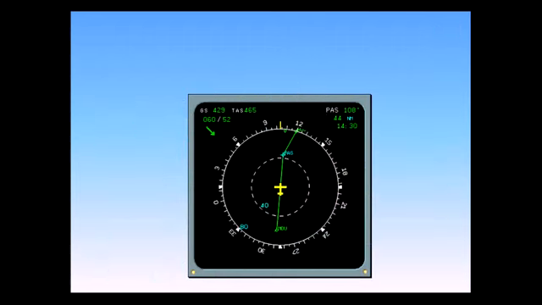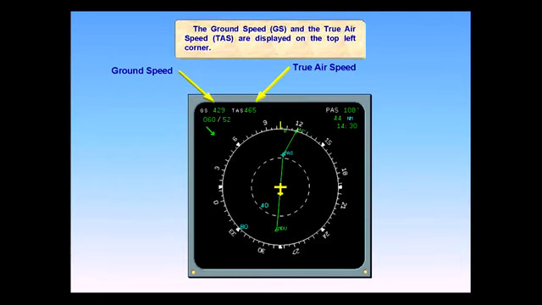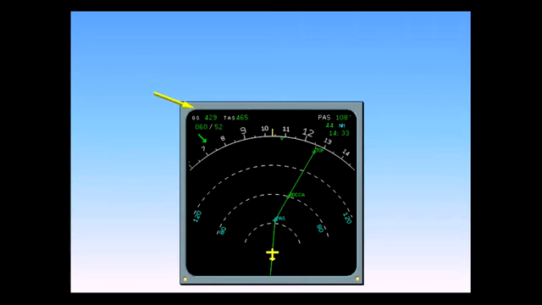The ground speed, GS, and the true airspeed, TAS, are displayed on the top left corner. Below the speed, the wind data is presented. Wind direction and speed from true north is presented numerically. An arrow shows the wind direction with respect to magnetic north. Here, the true wind is from 60 degrees at 52 knots.